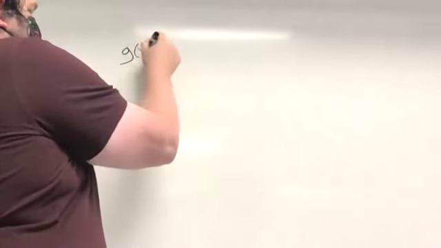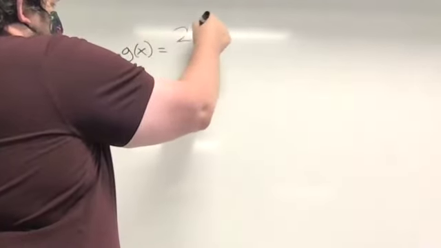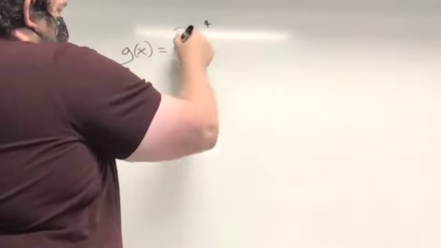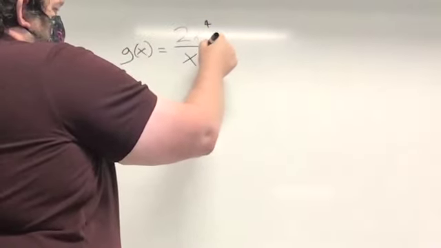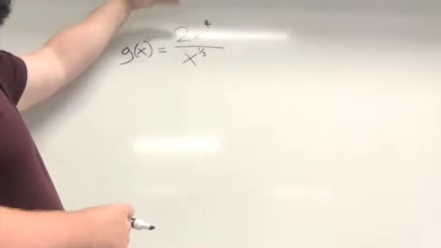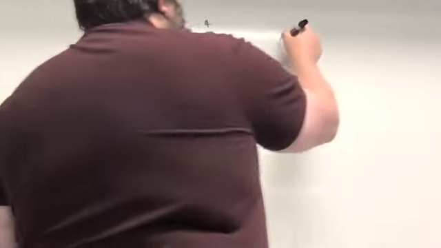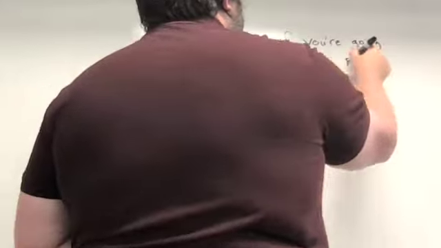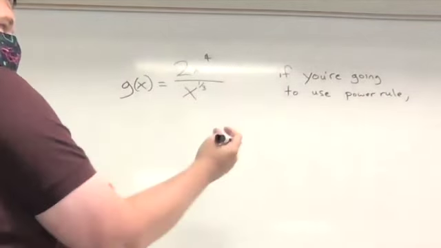So the first question is this one that we actually looked at over here and then punted on. If we have g of x equals 2x to the, let's say, fourth over x to the 1/3. It's really tempting. You want to make it so you can just do ratio, but it doesn't work. So if you're going to use power rule, you have to make it so it fits the power rule form.